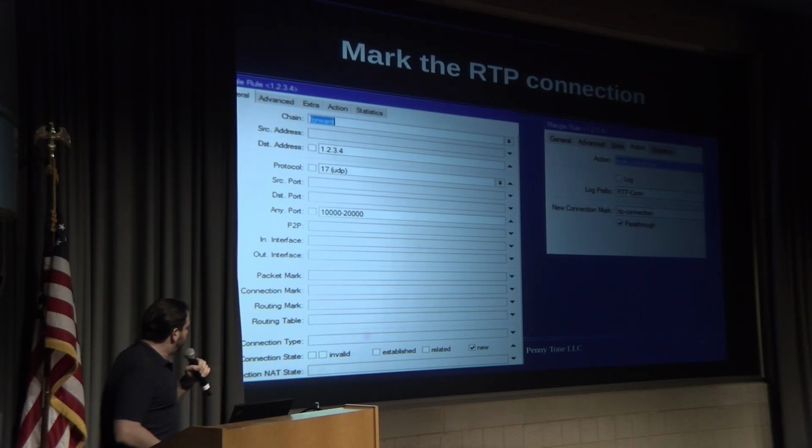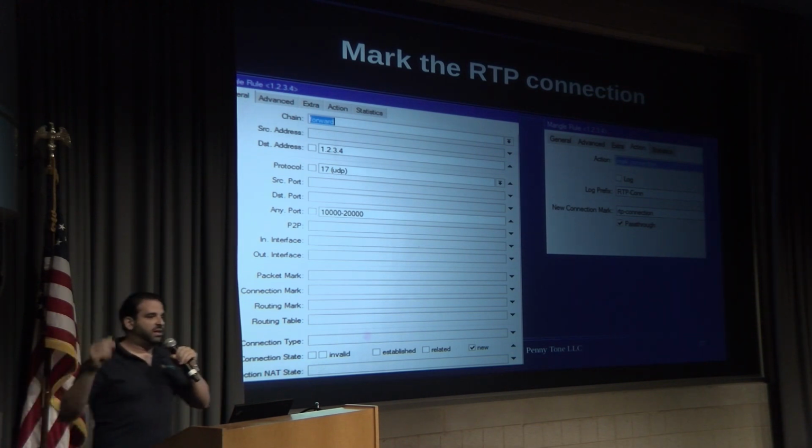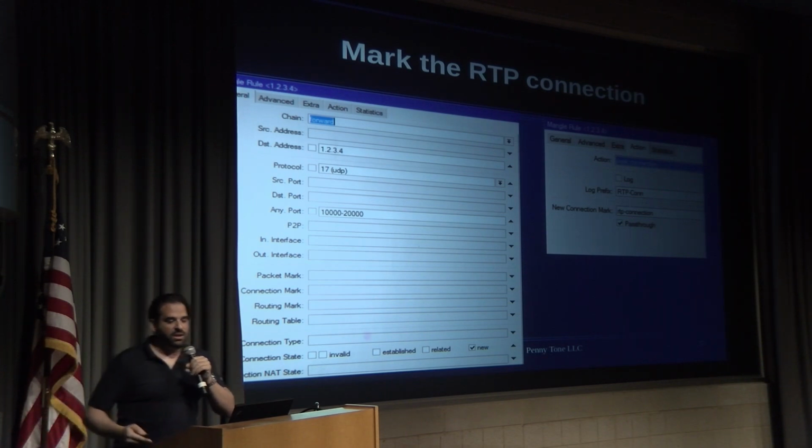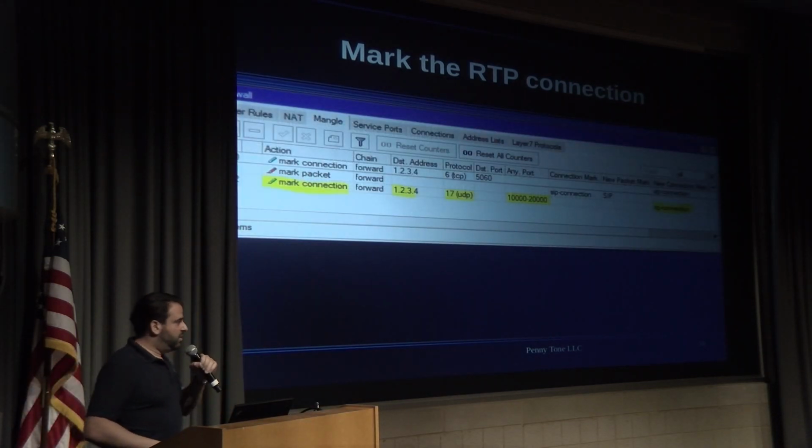All right, so let's see now. Same thing at the bottom. The connection state's going to be new. I just need to mark the first packet in that stream. Then every other packet in that stream is automatically marked. And on the right, the action tab, again, mark the connection. Going to give it a name, RTP connection. There's your command line, and there it is in the Mangle list.